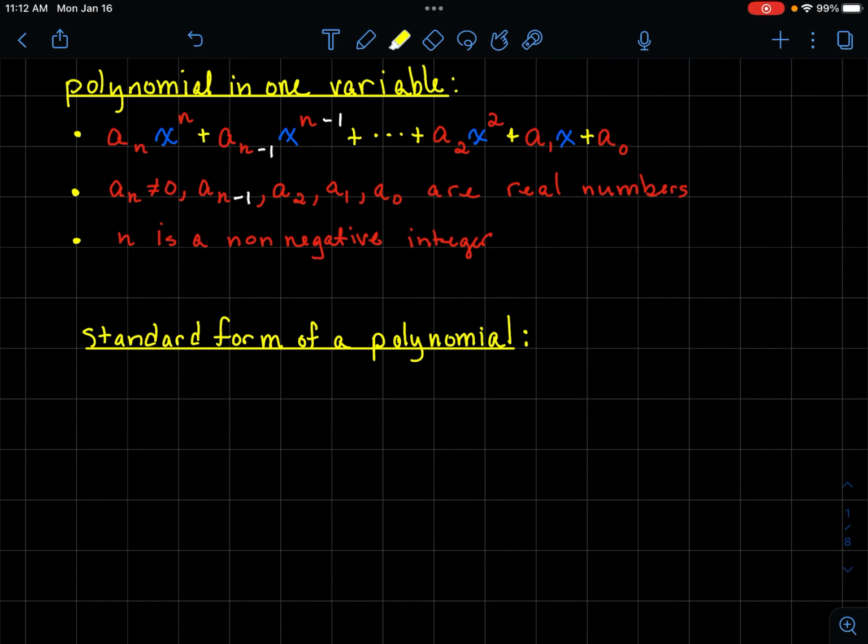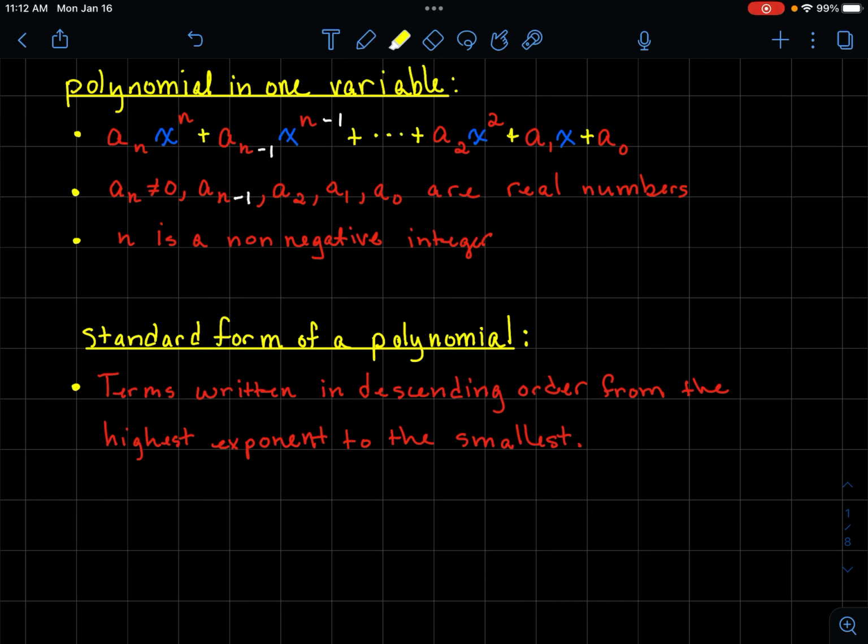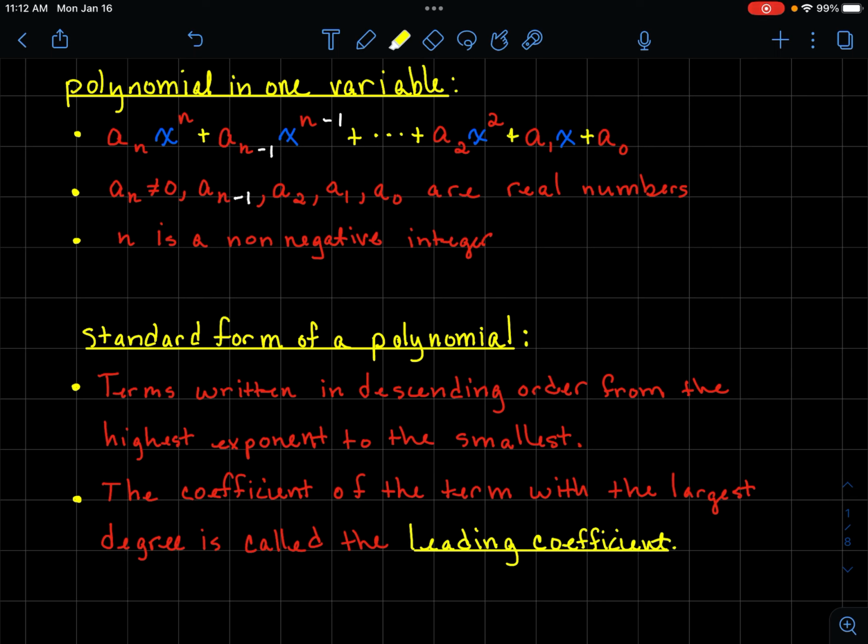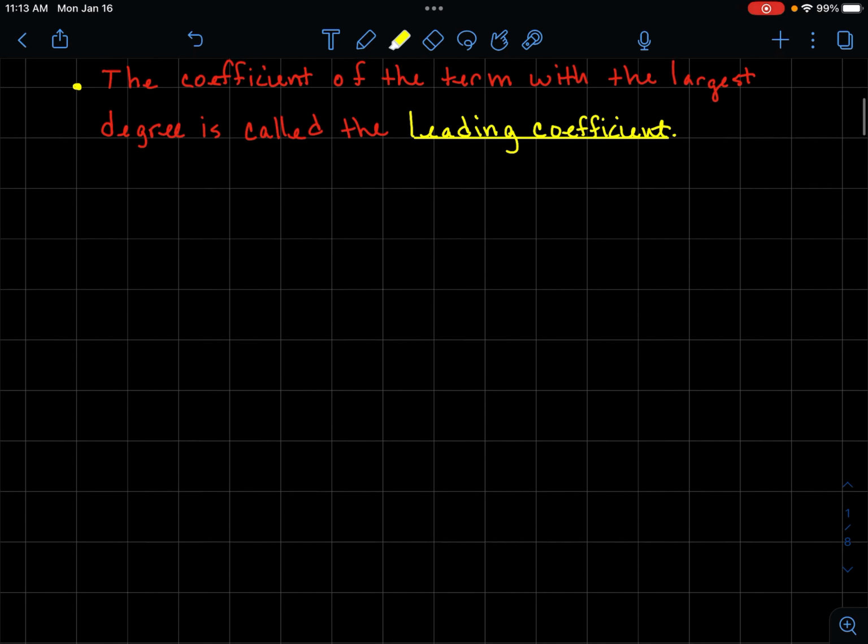The next thing that we will use is how do we write a polynomial in its standard form? To write it in standard form, we will take all the terms and write them in descending order from the highest exponent down to the smallest exponent. Another way to think of this is that you have it from its largest degree down to the smallest degree, then we can call that coefficient in front of the largest degree the leading coefficient.